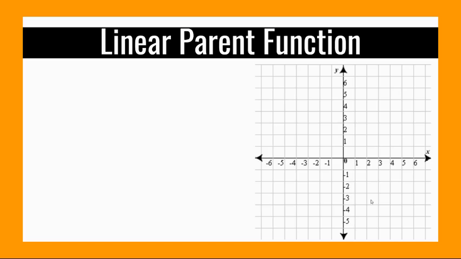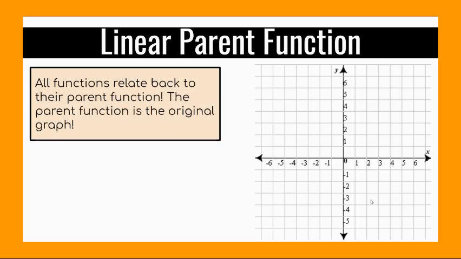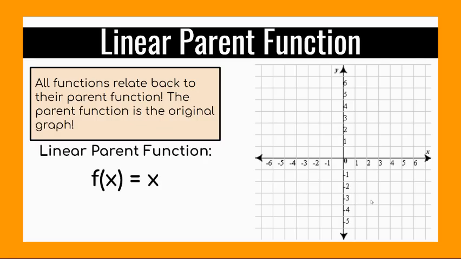The parent function in this case is the original version of the graph. Think about your own parents. They're the original version of you. So the linear parent function for linear equations is f of x is equal to x. And what's really important about this is we need to think about what this graph would actually look like. What is the slope? What is the y-intercept?